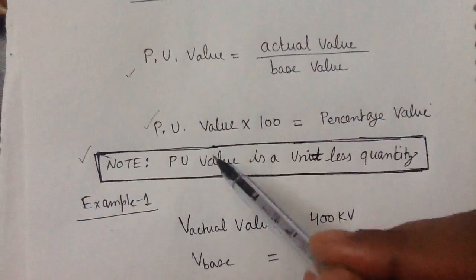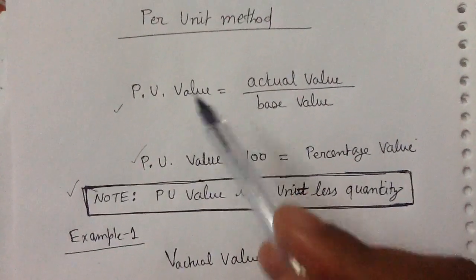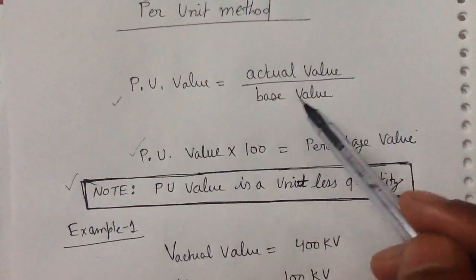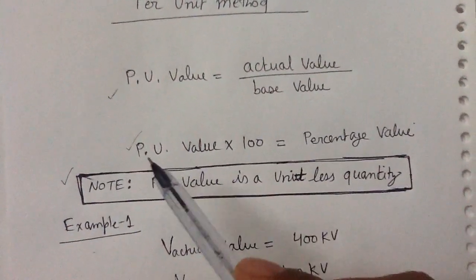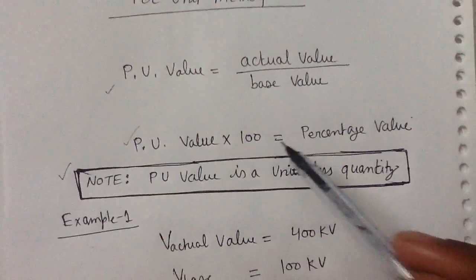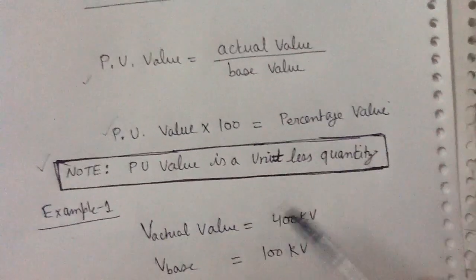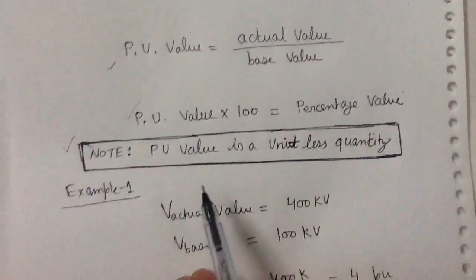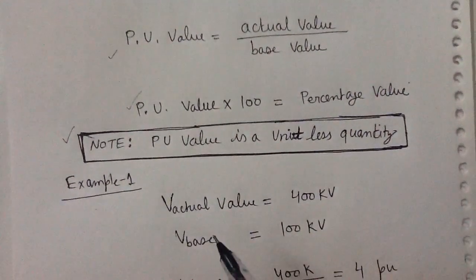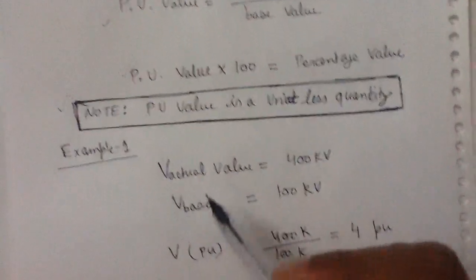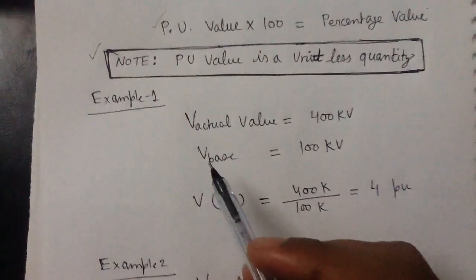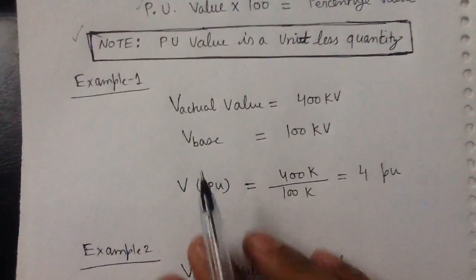So these are the three important points. The definition of the per unit value is the actual value divided by the base value, and the per unit value multiplied with 100 equals the percentage value, and the per unit value is a unitless quantity. It does not have any unit. See example 1 and example 2.